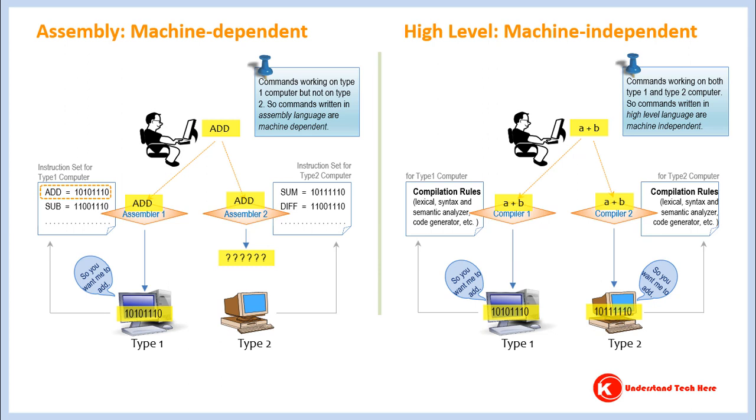The executable file created for type 1 computer contains different combinations of ones and zeros than executable file created for type 2 computer. Source files written in high-level languages are machine independent. Executable files are not. People often miss this point.